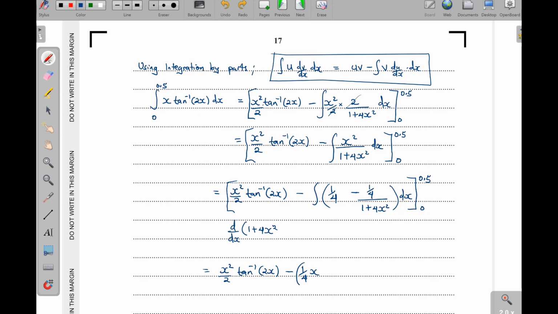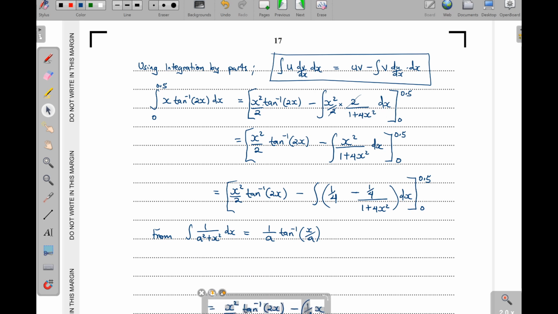Now, what we are going to do here, for such, if there is a constant here and then there is something plus x squared down here, we use an arctan. So from the integral of 1 over a squared plus x squared, okay, this one giving us 1 over a times arctan of x over a, it is given in the list of formulae. This one here is going to be, let's check it out.